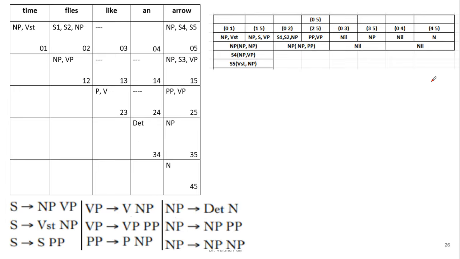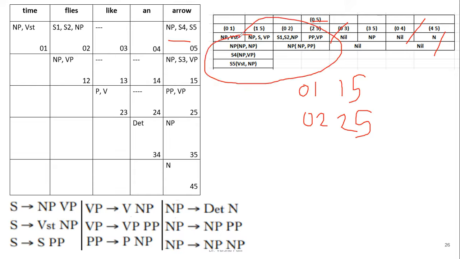Now we will go to the last one. Here it is nothing but 0, 5. So the possible combinations are 0, 1, 1, 5. Then 0, 2, 2, 5. 0, 3, 3, 5. 0, 4, 4, 5. So we will check if nil is there. We will not check on the left or right. Otherwise we will see all the combinations. So these 4 combinations are obtained here.